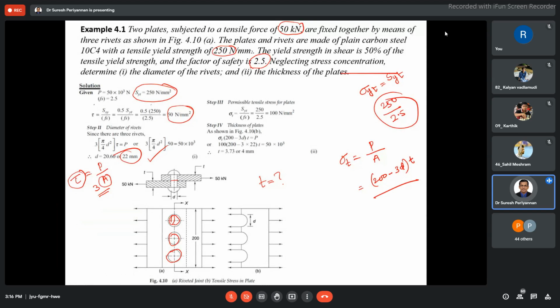Then substitute in this formula. Force is given, 50 kilonewton. Sigma T is given, 100 Newton per mm square. Then only t we would like to find out. Already d is found. Then t can be easily found from the relation.